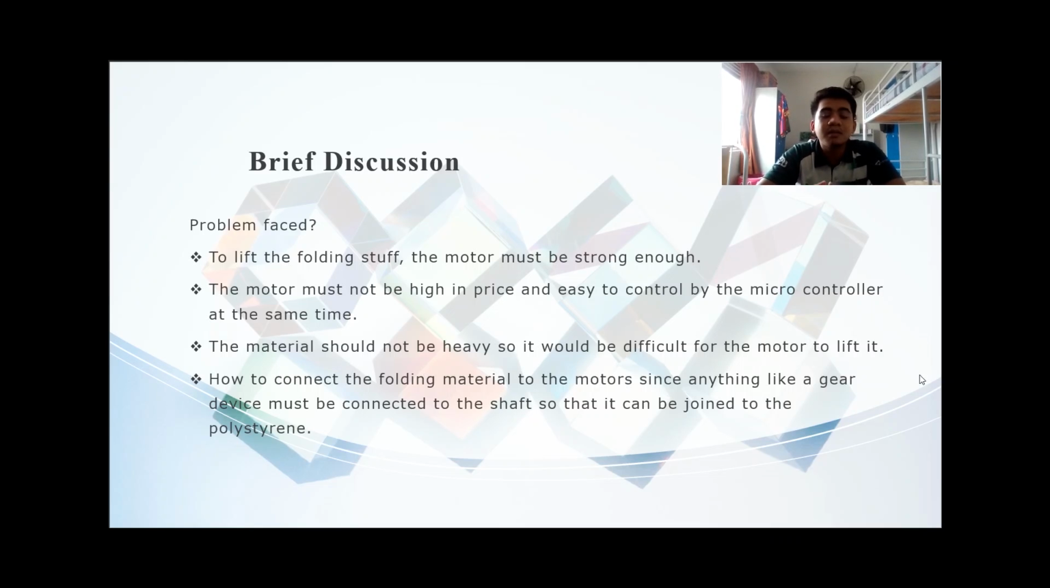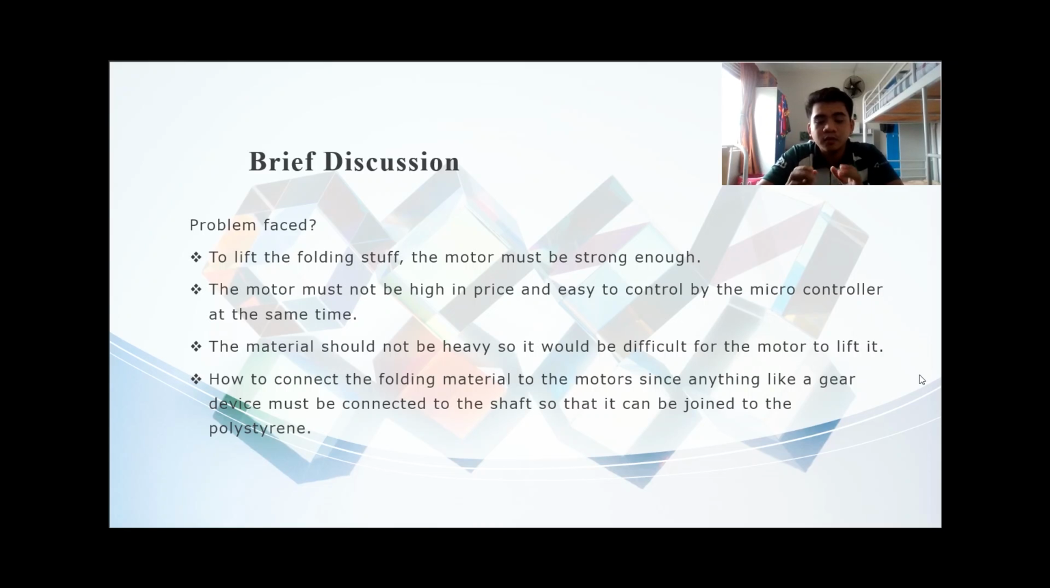Okay, the third one is the material should not be heavy, otherwise it will be difficult for the motor to lift. The third point is related to the first point. The first point is the motor must be strong enough, so there is no error in the rotation. Same with the material. The material should not be heavy, so the motor can lift the product in the right way.